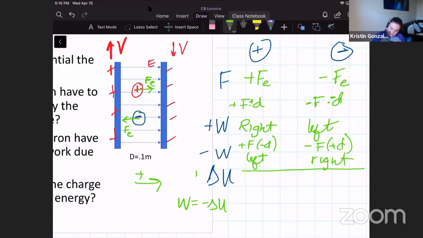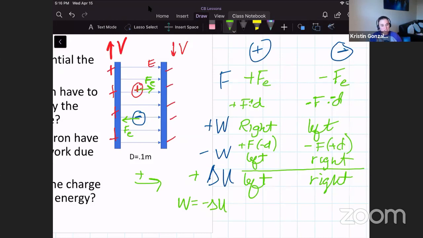Okay, so our change in energy, when it's going to the right, let's link this up. When does it have a positive gain in potential energy? Well, that's when our work is negative, or when it's going to the left. And for our negative charge, that would be when it's going to the right.